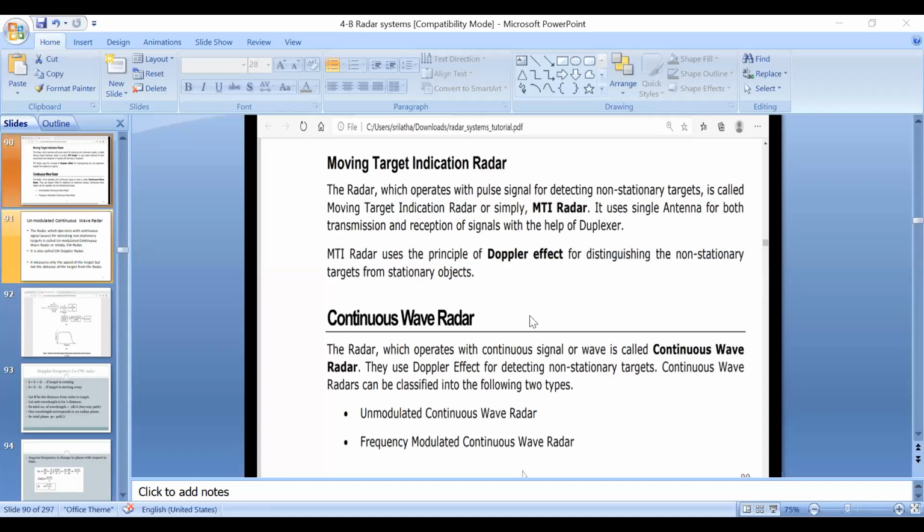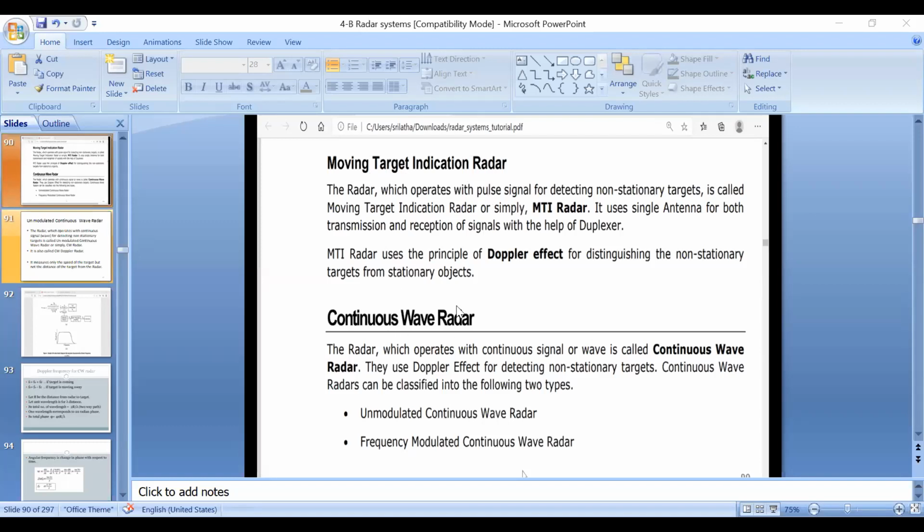In pulsed radars, we have two types. First one is basic pulse radar and second one is moving target indication radar. Moving target indication radar is your third unit. Basic pulse radar you already learned in your first unit. The basic operating principle and general block diagram of radar, all those relate to basic pulse radar. It is used to detect the stationary targets, whereas moving target indication radar is used to detect the moving targets.